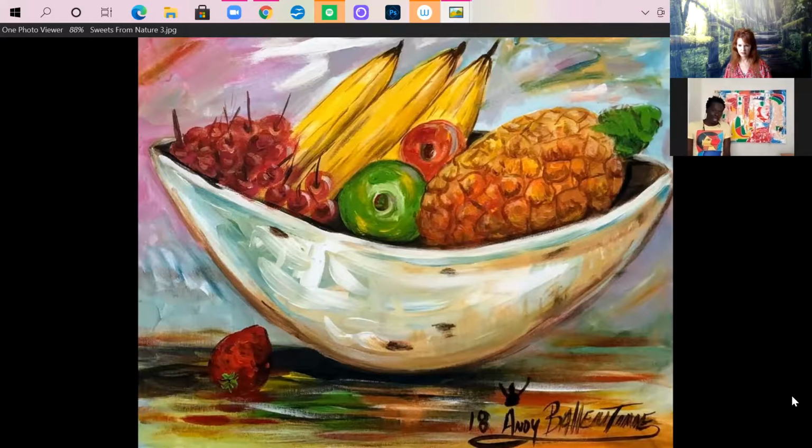So the guy said, I want some pineapple in it. So I put the pineapple in there, and he said, I want some banana. I said, how much? He said, 3. I put the bananas in there, put some grapes in there, I put some American apples, and I put a strawberry, and I created this in around 25 minutes.